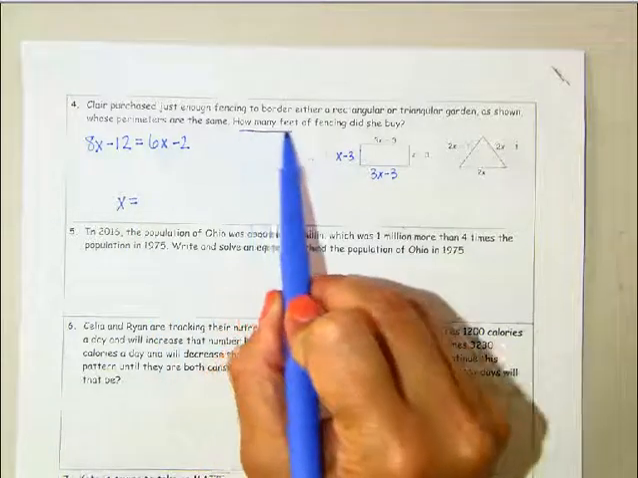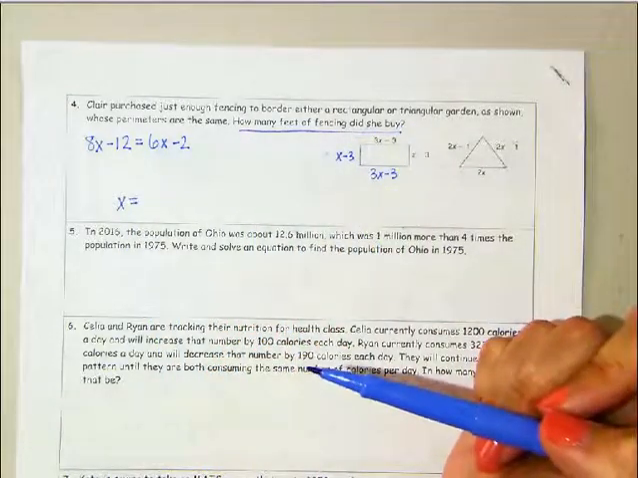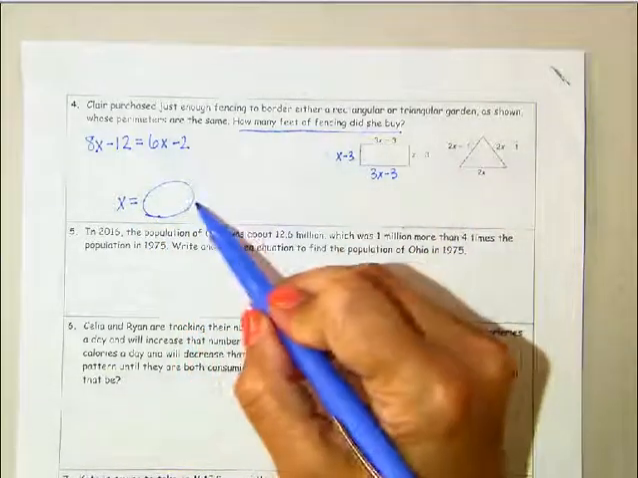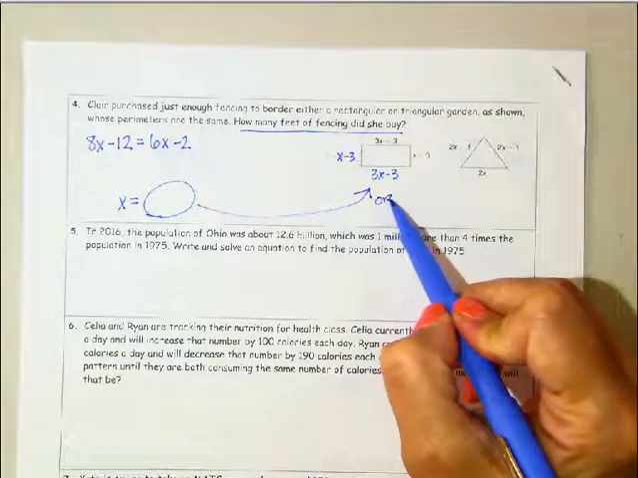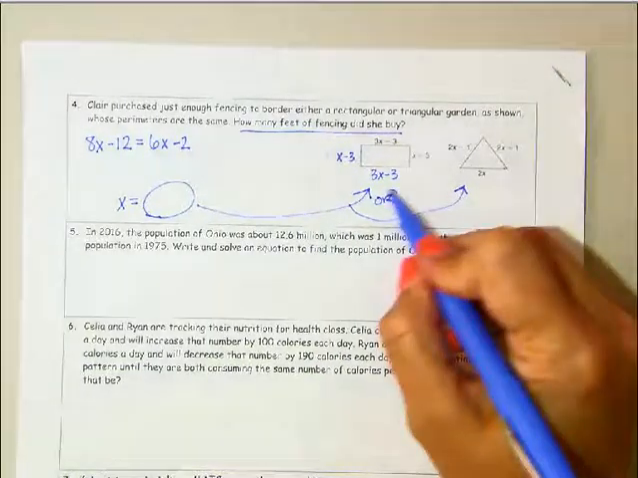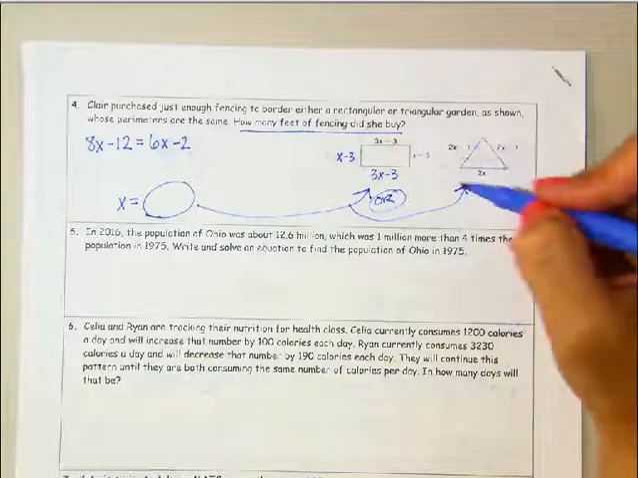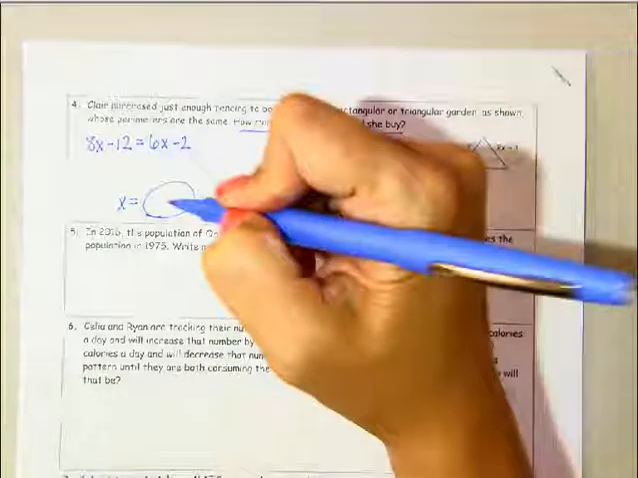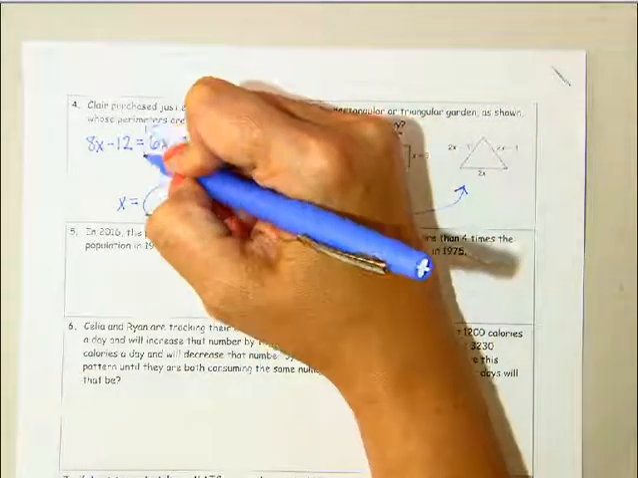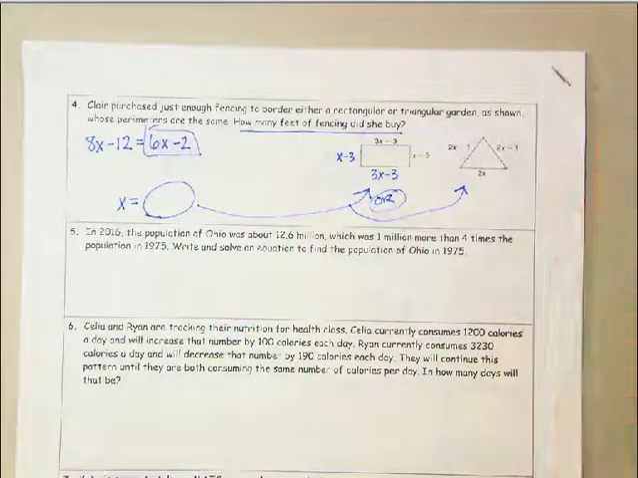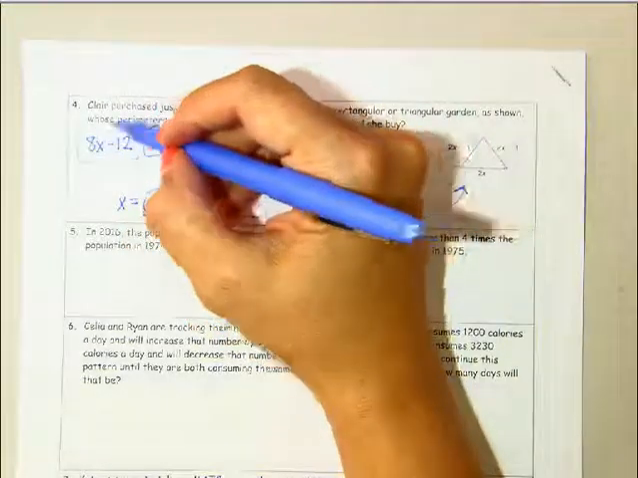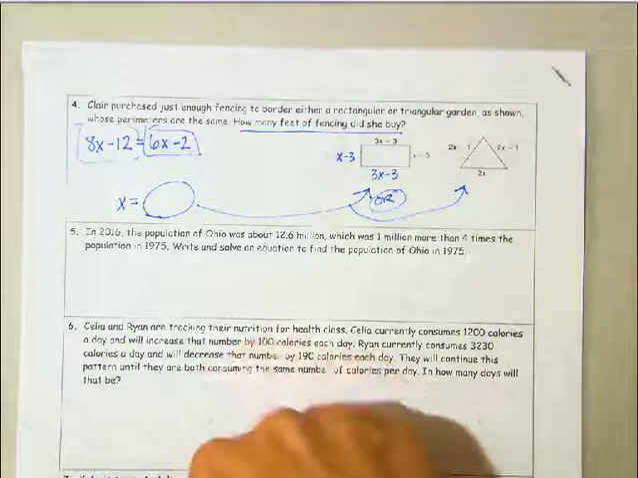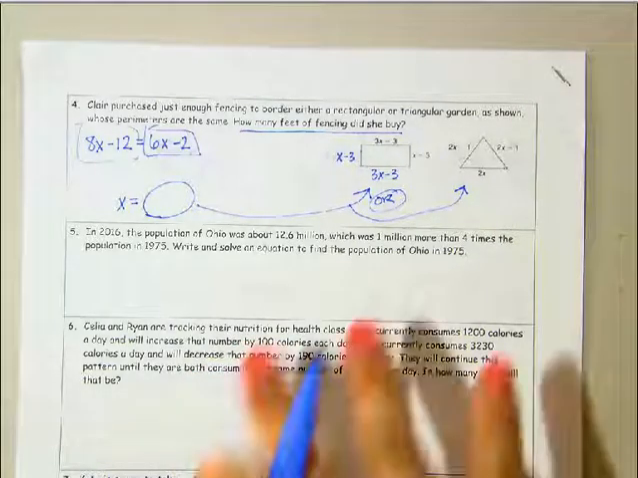But this says, how many feet of fencing did she buy? So I need to take what I find right here, and I need to plug it into one or the other, just one of them for x, and then find that based on that perimeter. You really could plug it into either this side of the equation and get an answer, or this side of the equation. It doesn't matter which one, but only plug it in once and get an answer. So I'm not solving this problem. I want you to finish it.